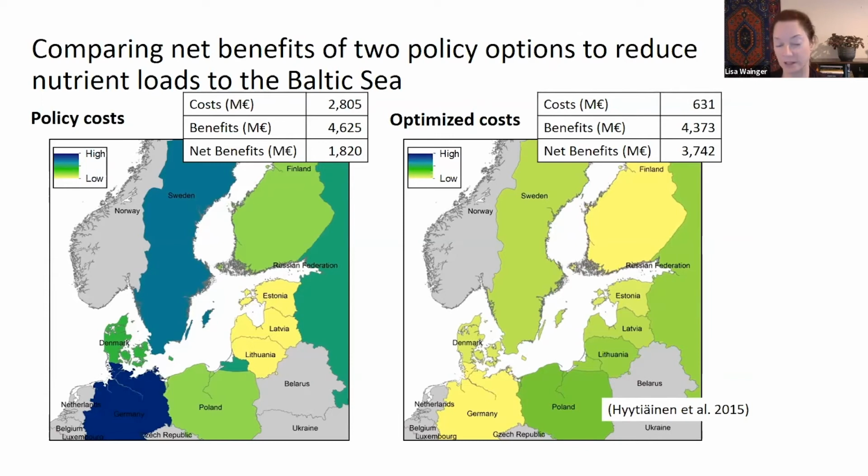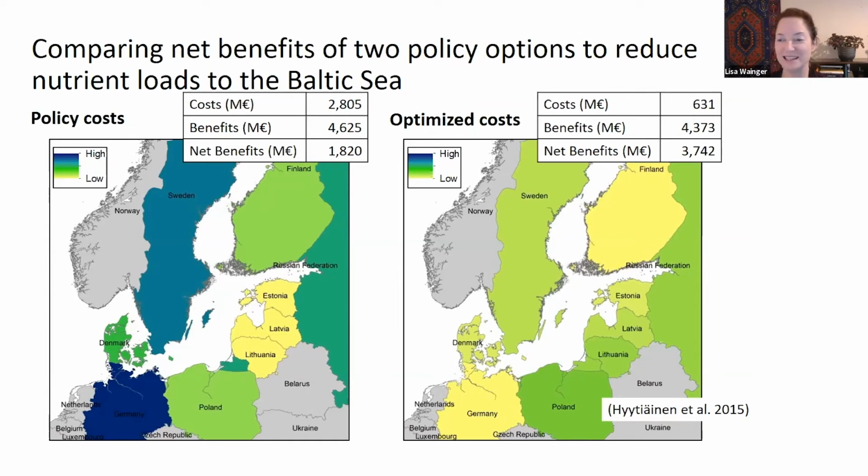But Estonia, Latvia, and Lithuania haven't done hardly anything. And so Germany could simply pay Estonia to do some simple things that are cheap there because they haven't done the cheap things yet. And then the total costs go down. And that's what the right side is showing, is if we just allocated effort according to the most cost-effective practices, the cost dropped dramatically. So now we're down to 600 million euros. The benefits are very close, 4.3 billion euros, and the net benefits are now 3.7 billion euros.